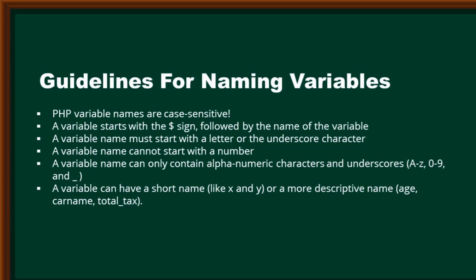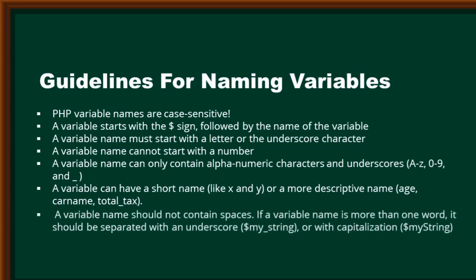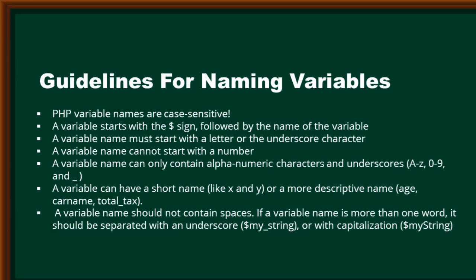A variable name should not contain any spaces. If you have a variable name that's likely to contain spaces, if it has more than one word, you can separate it with an underscore. For example, here I've got a variable called my underscore string, or you can capitalize it instead of using an underscore. You can use the $ sign then my string, but you cannot leave spaces in variable names.